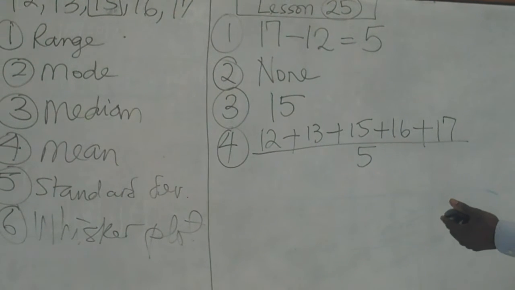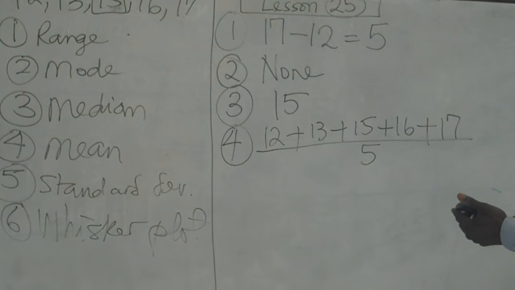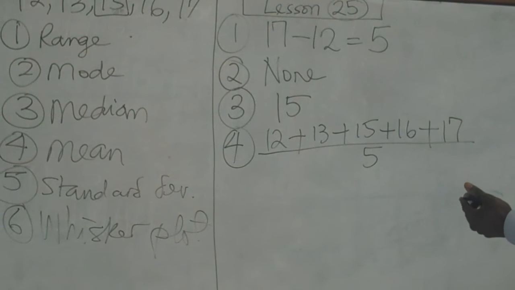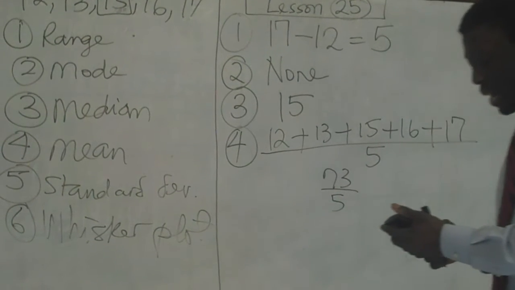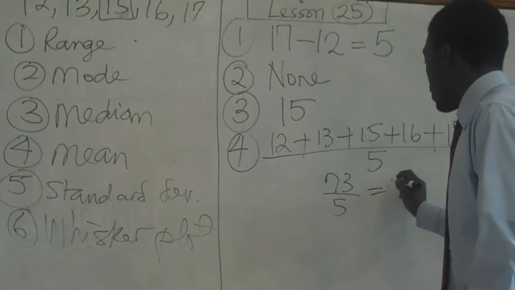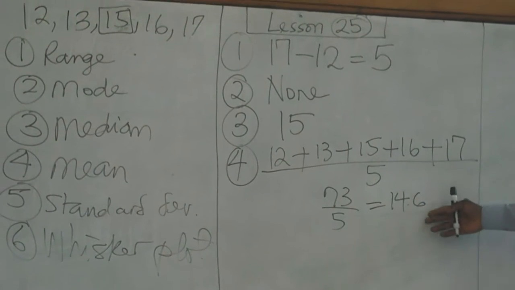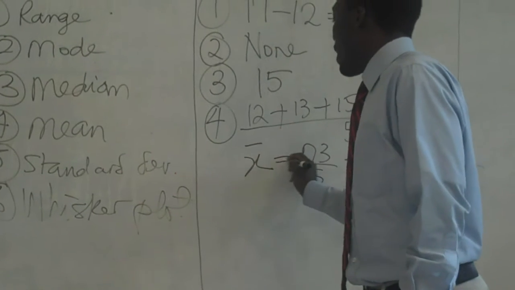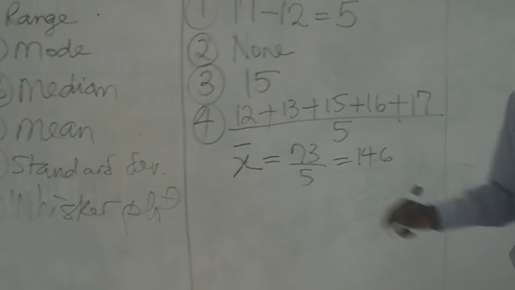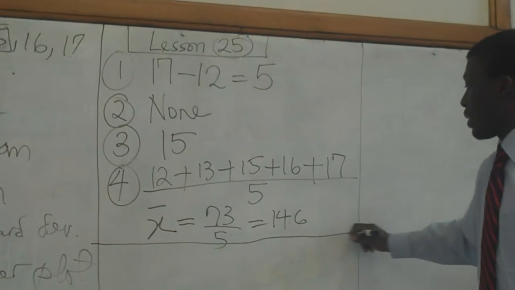I'm just going to take my calculator and do this quickly. 12 plus 13 plus 15 plus 16 plus 17 gives us 73, and we divide that by 5, and that gives us 14.6. We're going to come back to this. It's important that you understand how we found this. The notation for our mean will be an X with a bar on top of it. And I'll explain why this is important. We've answered the first 4 things here.